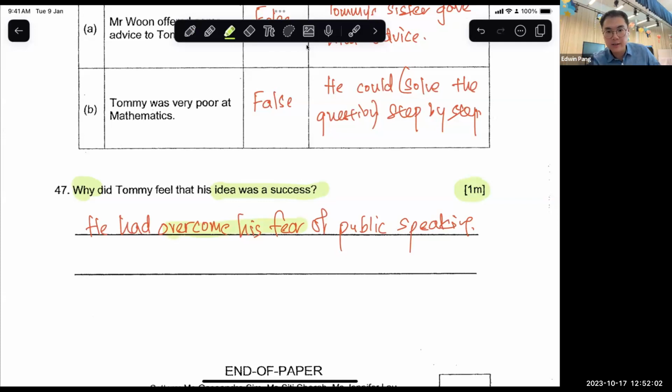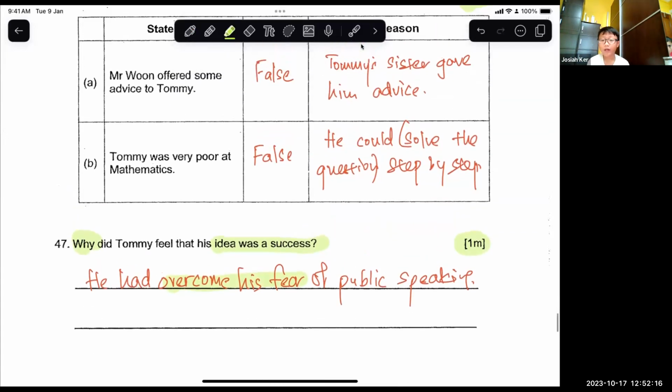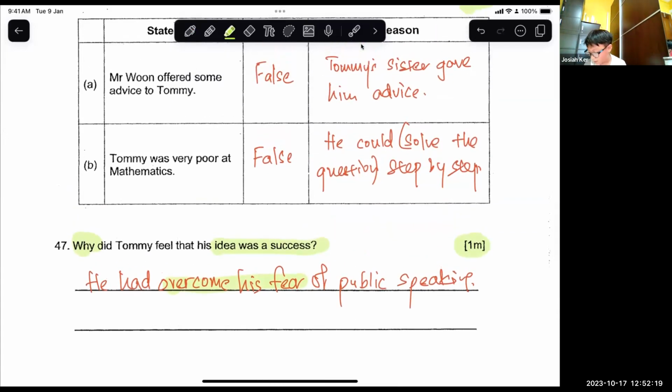Anybody wants to check the answers with me very quickly before I end the session? Yes, Josiah. For 46, the reason I put Mr. Woon just stood in front of the class and looked at Tommy. No, that doesn't answer the question. If Mr. Woon didn't give him advice, you must tell me who gave him advice, not what Mr. Woon did not do. Okay? 2 zeros do not make up a 1. You must give me the 1. What's the 1? The 1 is the who gave him the advice. Okay? All good, everybody? Any other questions? Please clarify with me now.